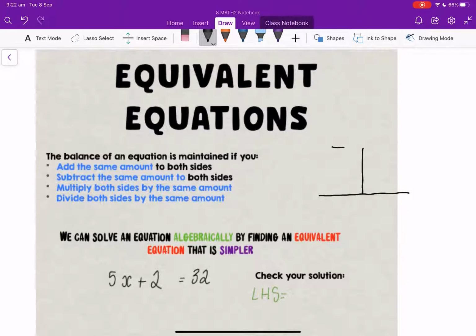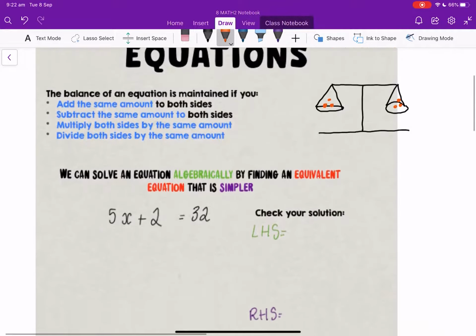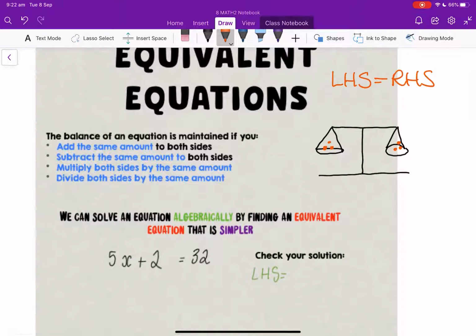If the set of weight scales is just like this, they must always be in balance, okay? So for instance, if you have 3 marbles on this side and 3 marbles on this side, okay, they're in balance, okay? Now the way we keep the equation in balance, so the left hand side and the right hand side, we must do the same to each side.